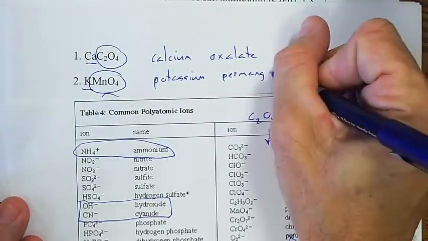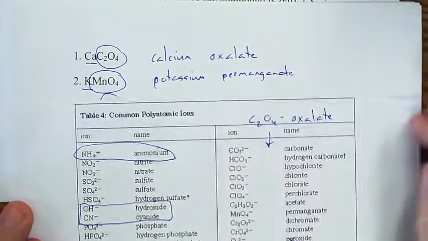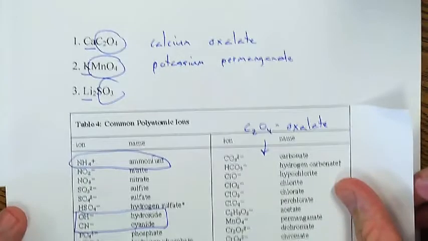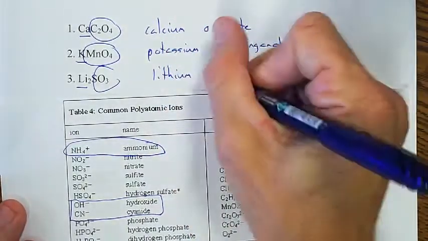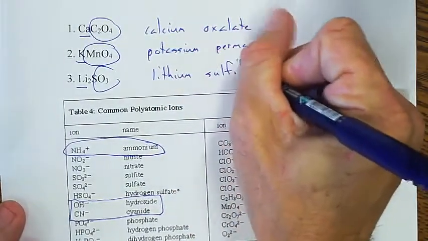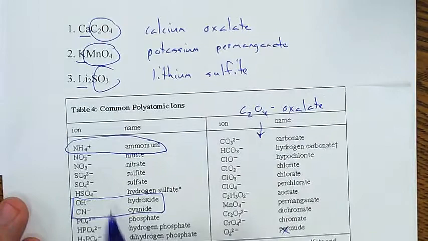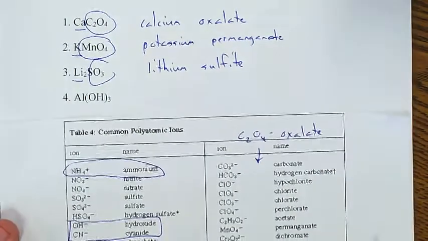Aren't you glad you don't have to memorize these this year? That should make you happy. All right, Li2SO3. Li, again, is lithium. SO3, sulfite. Again, you can just look it up. There you go, lithium sulfite.